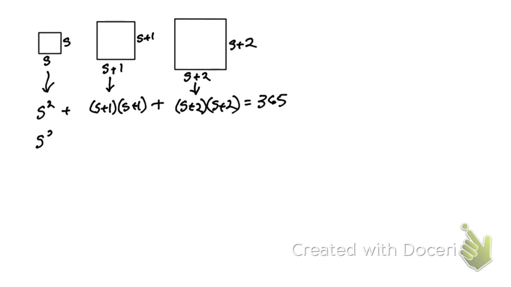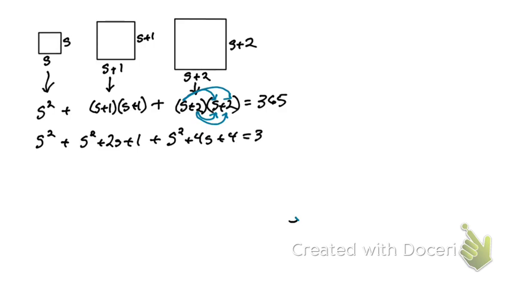Well, S squared is already simplified. Plus, then we'll have S squared plus 2S plus 1. And then we're going to have plus, well, S times S. Remember, just real quick for people that struggle on binomial expansions, just do your S times both items, and then just do your 2 times both items. So we're going to have S times S, which is S squared. S times 2, and then a 2 times S would be plus 4S. And finally, 2 times 2 would be plus 4 equals 365.